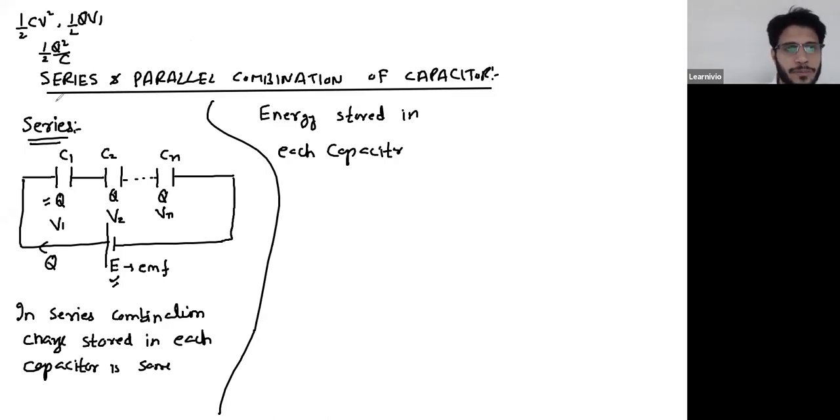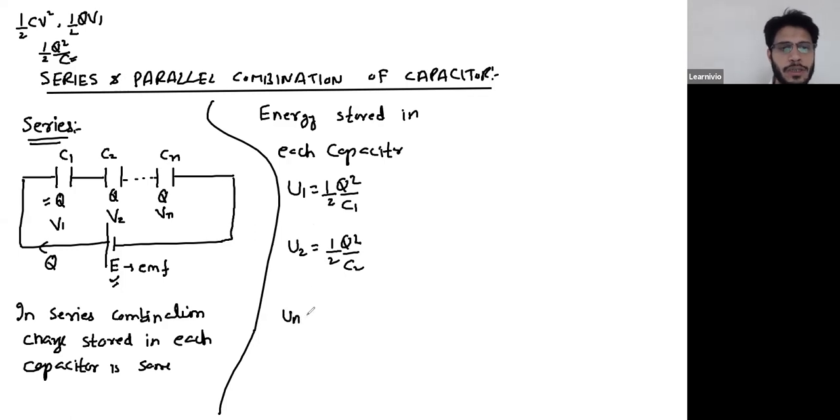So out of these three, in all three capacitors, charge is constant, but voltage is different. So we'll prefer the formula which has charge and capacity, because capacity is given. In all capacitors, voltage divides, but charge is the same. So we'll prefer the relation having the same charge. So energy stored in each capacitor, U1 is half Q square over C1, U2 is half Q square over C2, and Un is half Q square over Cn. This is energy stored in each capacitor.